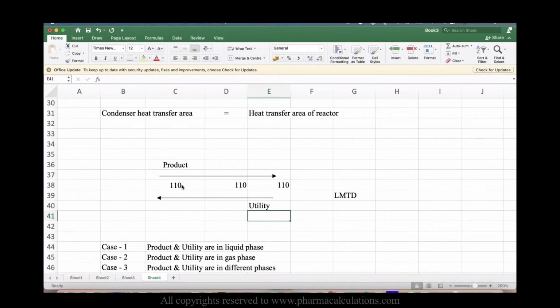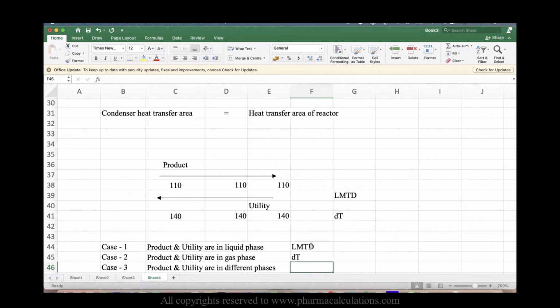Now coming to the utility, as I'm going to use steam, I'll take the steam at 140 degrees. So the inlet temperature is 140, at some point of the length it is 140, and at the end of the length also it is at 140 degrees. In this case, as it is in the gaseous phase, we are going to utilize the latent heat of steam only, so the temperature will remain the same. So in this case we can use the delta T. Why? Because the temperature is uniform throughout the length in both cases.